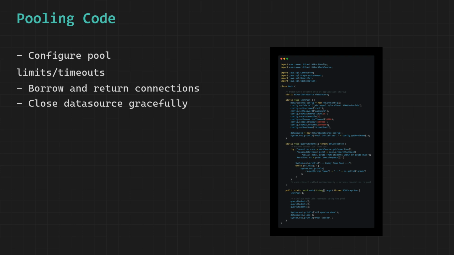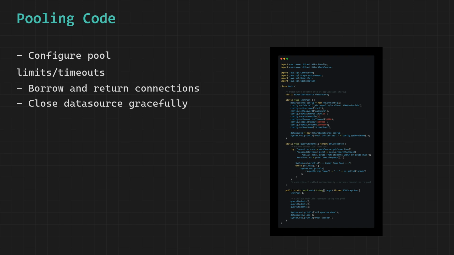In queryStudents, dataSource.getConnection() borrows a connection from the pool. A prepared statement is created with the SQL query selecting name and grade from students ordered by grade descending. The result set iterates through each row and prints name and grade. The try-with-resources block automatically calls close on the connection when done, but with HikariCP this does not actually close the connection. It simply returns it back to the pool for reuse.